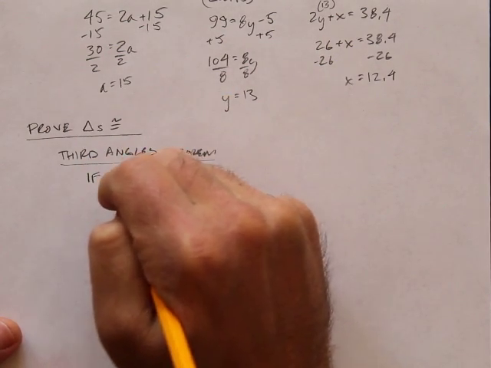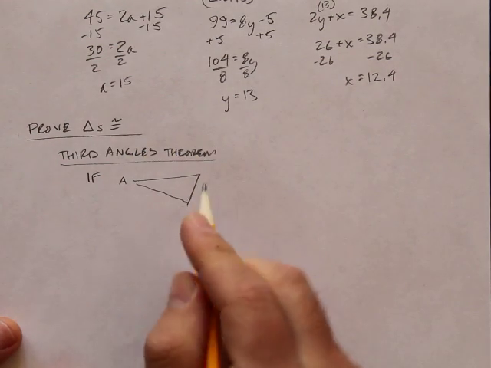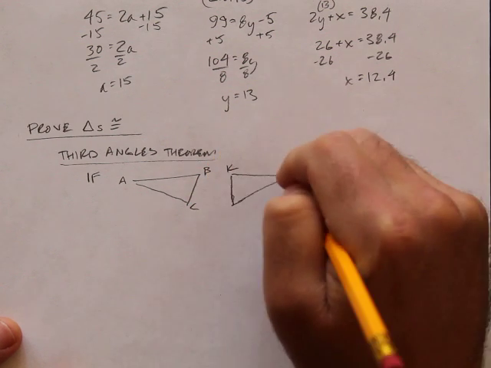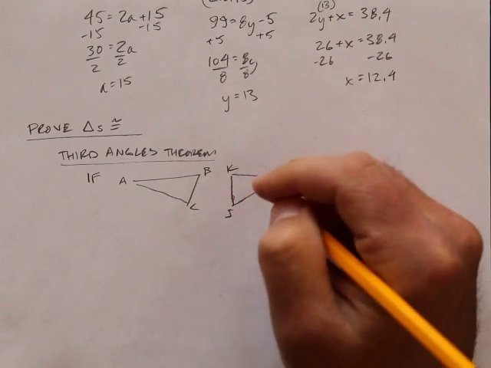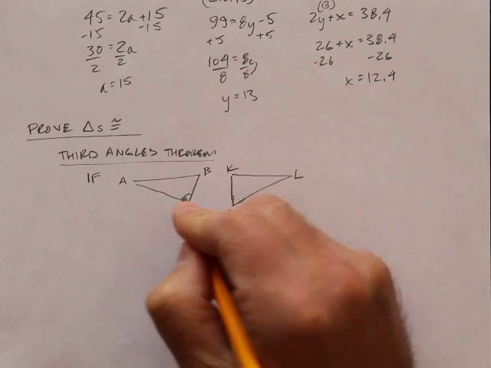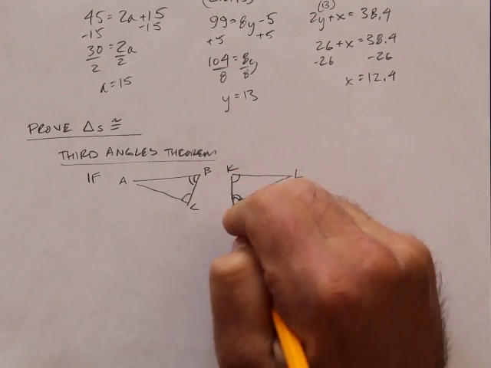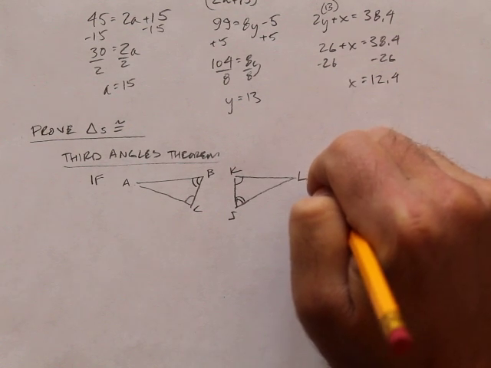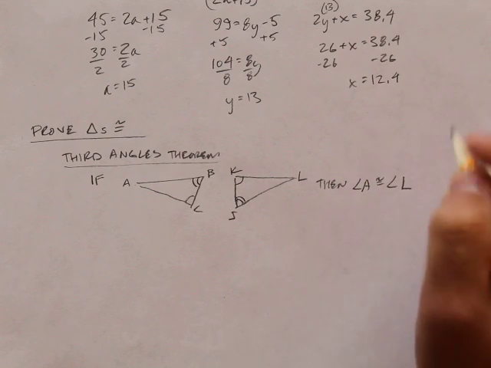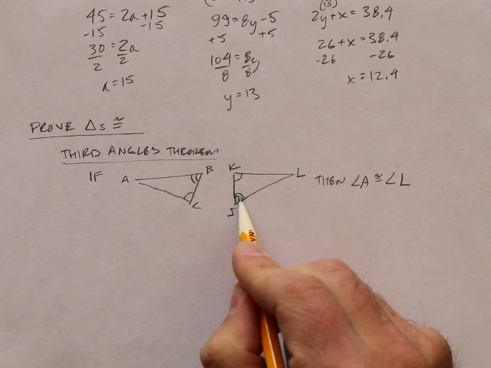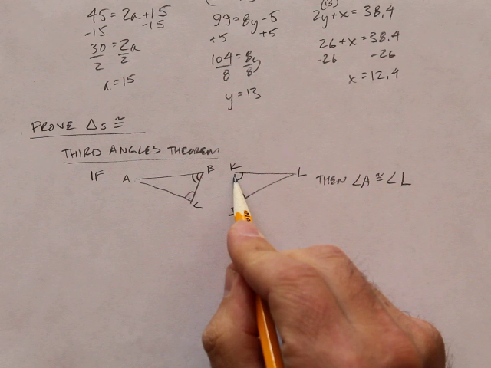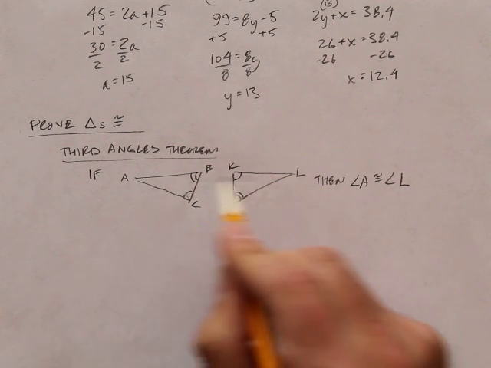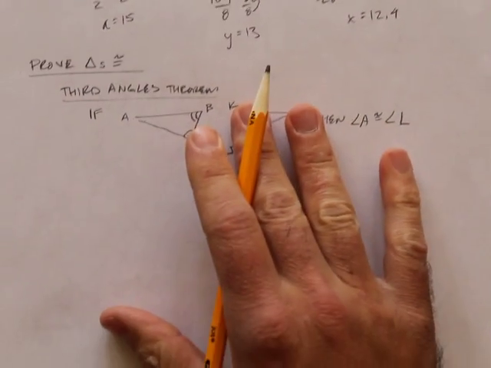If I have triangle ABC and another triangle LKJ, if C is congruent to K, and B is congruent to J, if these two angles are congruent and these two angles are congruent, then these two angles have to also be congruent. Then angle A is congruent to angle L. Because if this and this have the same degree measure, and these two are also the same degree measure, if I add those up and subtract from 180 to get A, I would do the same thing over here to get L, and I would find that A and L are congruent. So we're going to do a quick little proof here.